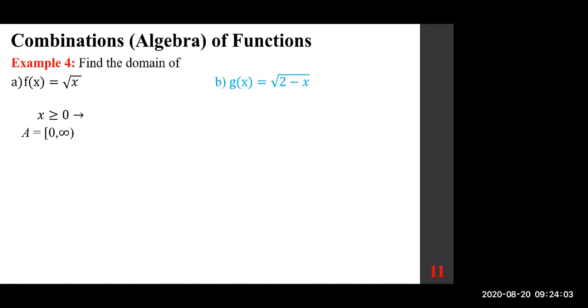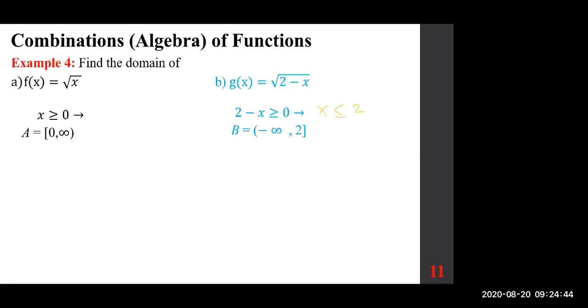For g of x, anytime you have a root function, when the index is even, it doesn't matter if it's 2 or any other even number, you set the radicand larger than or equal to 0 and you solve. If it's odd, there is no restriction. So 2 minus x is larger than or equal to 0, and you can solve. So x becomes less than or equal to 2. From here, you should see that x is less than or equal to 2. So in this case, from negative infinity to 2.